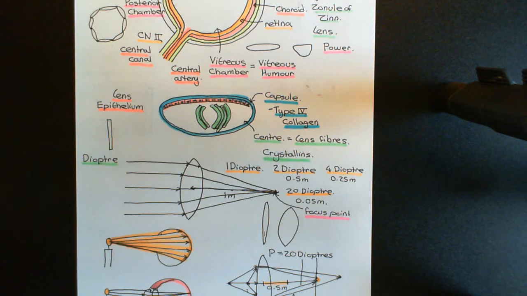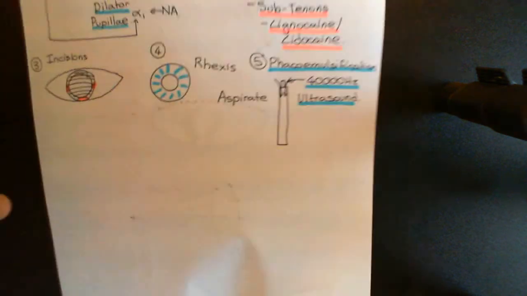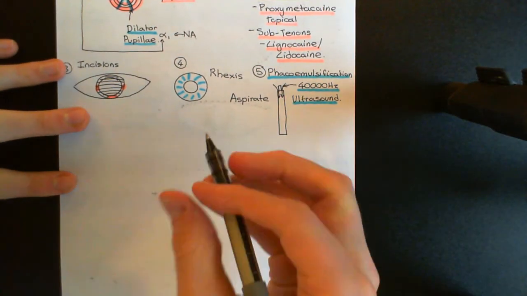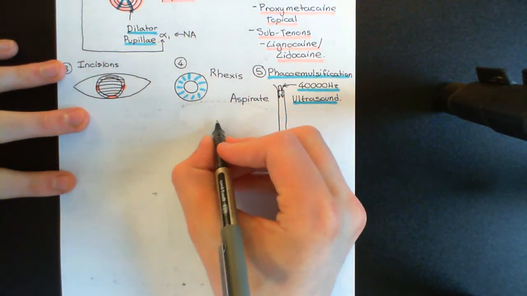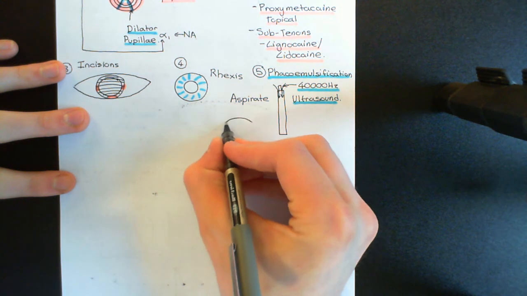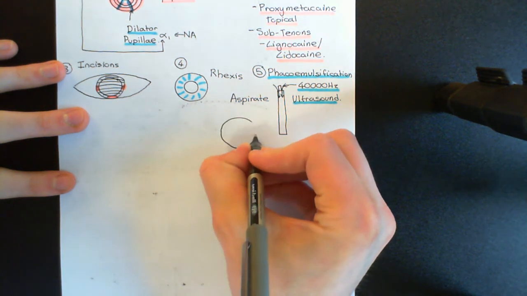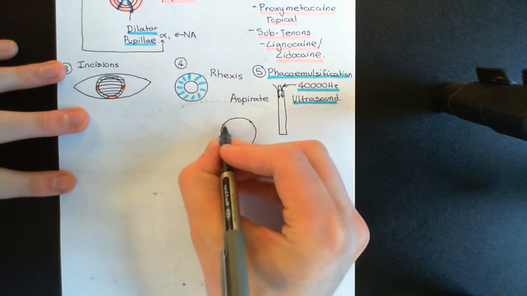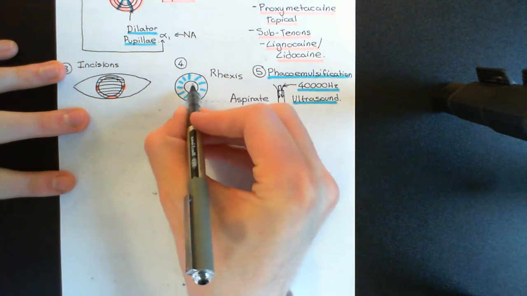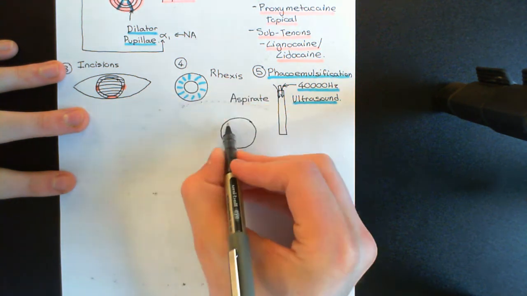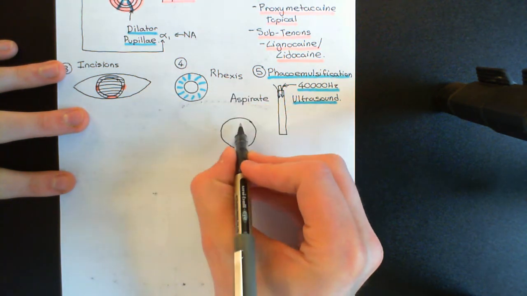So we do not want to damage the posterior capsule, and for that reason phacoemulsification is done in an ordered way. The way it's usually done is, if I draw a picture of the lens like so, let's say this is the portion of the lens that has got the hole, the rexis. This is the central portion of the lens that has been exposed.